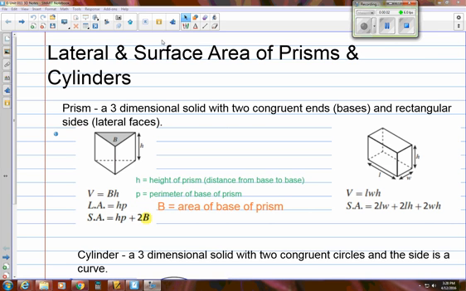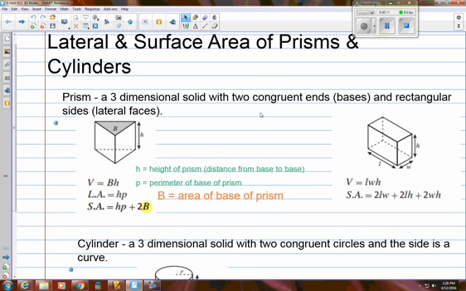Hello everyone. Tonight we start talking about lateral and surface area of prisms and cylinders. Before we do that, we should define what a prism is and what a cylinder is. So a prism is any three-dimensional solid with two congruent ends, which we're going to call bases.